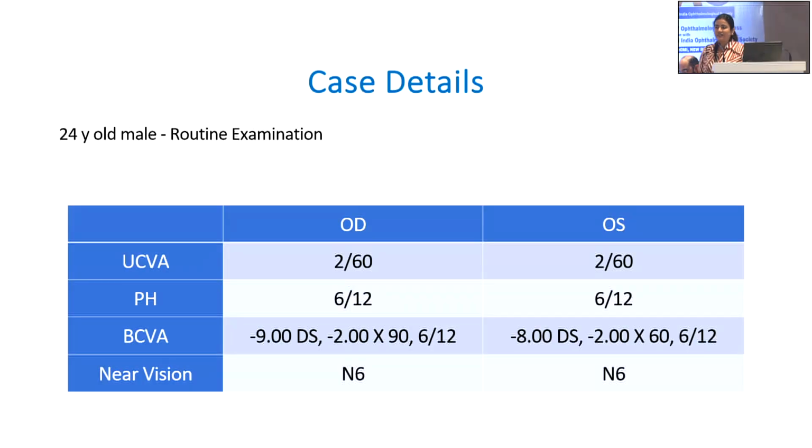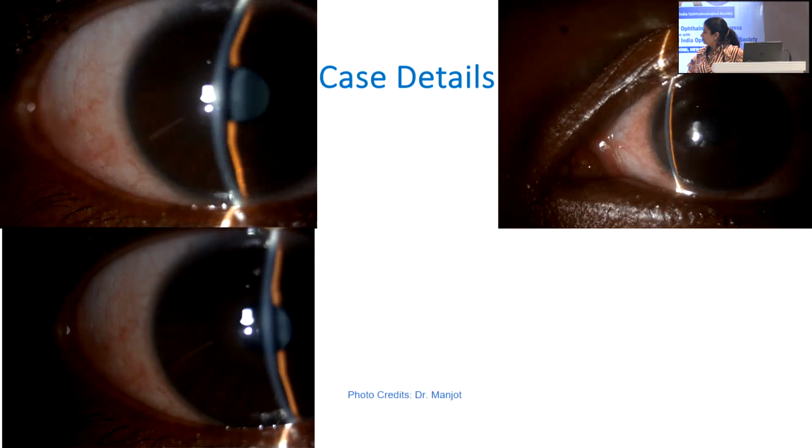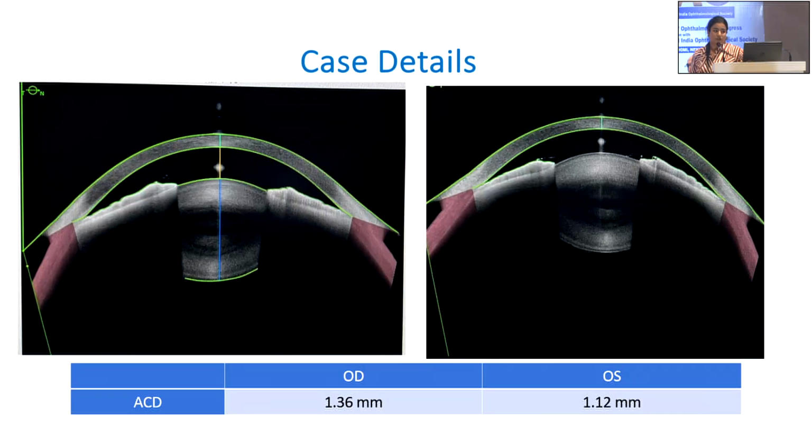Beginning with the case details, a 24-year-old male presented for a routine examination, and on refraction we saw the patient had -9 myopia. So what do we expect in a myopia case? A deep anterior chamber and probably an increase in the axial length. On the contrary, to our surprise, the patient had a very shallow anterior chamber, and the axial length was pretty normal, but the lens thickness was increased. So there was this lenticular myopia.